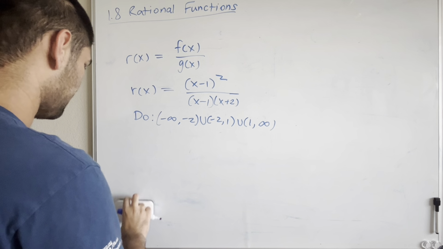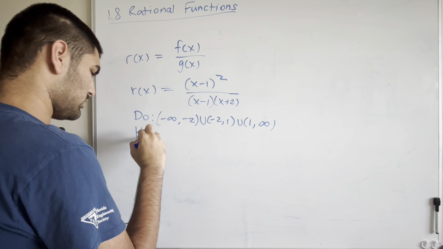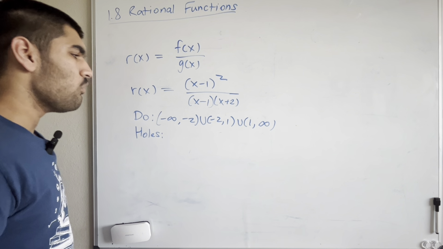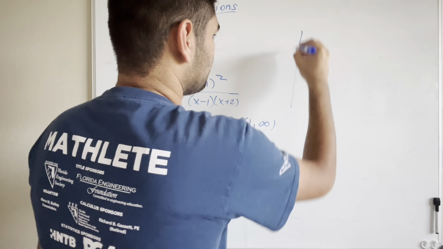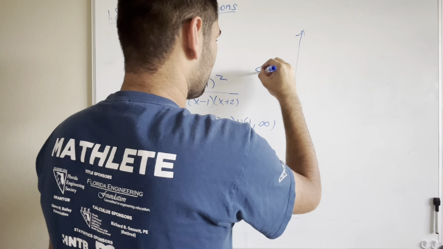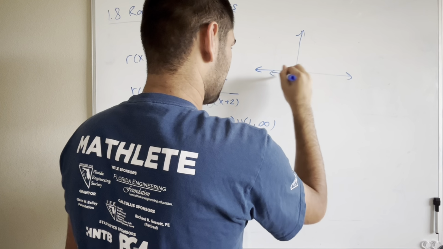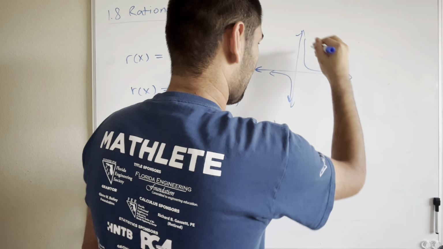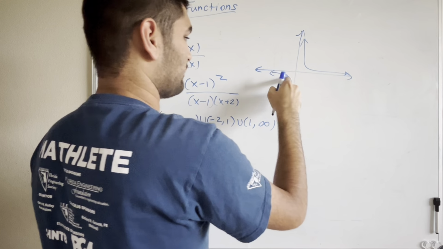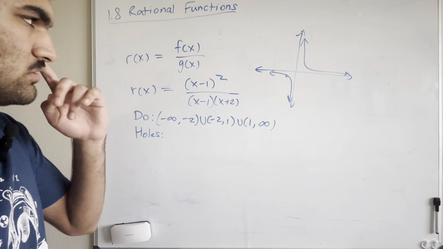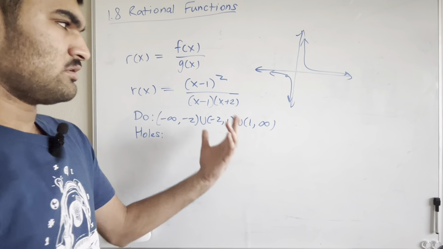Next, let's talk about the holes of a rational function. First of all, what even is a hole? If we had some graph of a rational function and say it looks something like this, then a hole is basically just a point where the function is undefined, like a hole in the graph. At that specific x value, there's no y value because it's undefined.